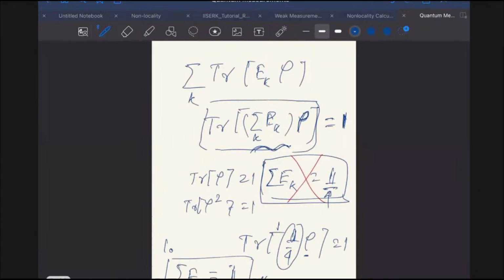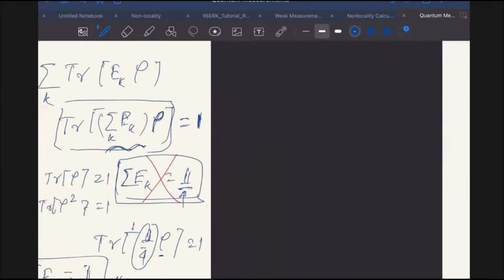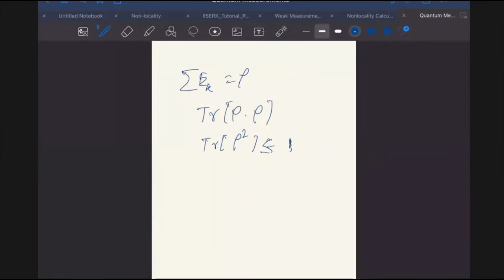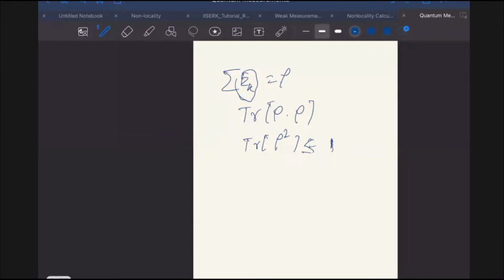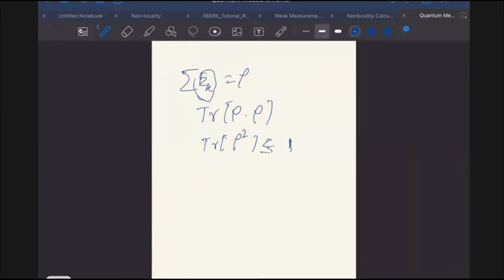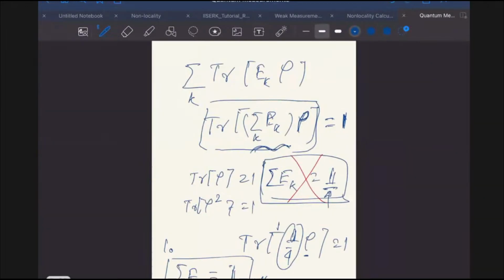For any state. Yes. For all states. That's why the sum over E_k equals identity. Or even you can make some operator in this sum possess a negative value, right? If you introduce a negative operator, then you can bypass this part. But now I will show that this operator cannot be negative even.